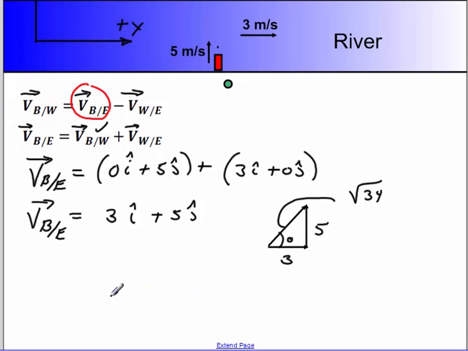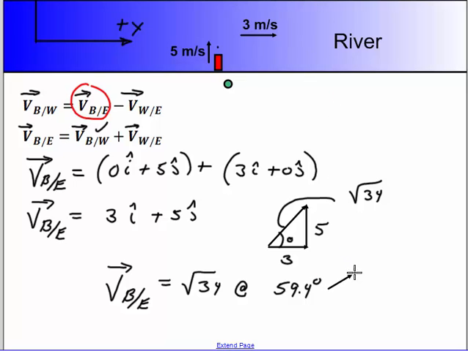If we do the math, then we could say the velocity of the boat in respect to the Earth, which is the shore, is equal to the square root of 34 at an angle of 59.4 degrees. And you should show where that's coming from.